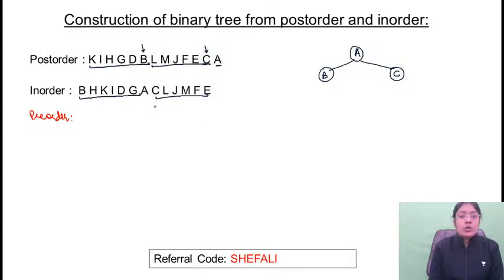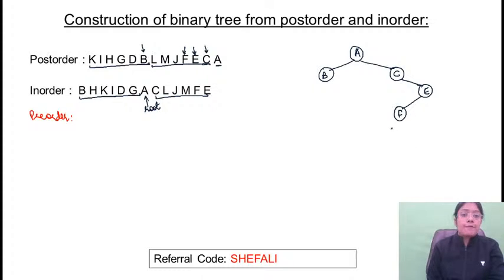Now C is the root, so on the left of C, no more element is present. A was the root of the tree. No element is present on the left of C, all the elements are on the right. So what will be the next root? Last element, that is E. E will be the root. On the left of E, all the elements are coming up, but there is no element present on the right of E. So what will be the next root? That will be F.